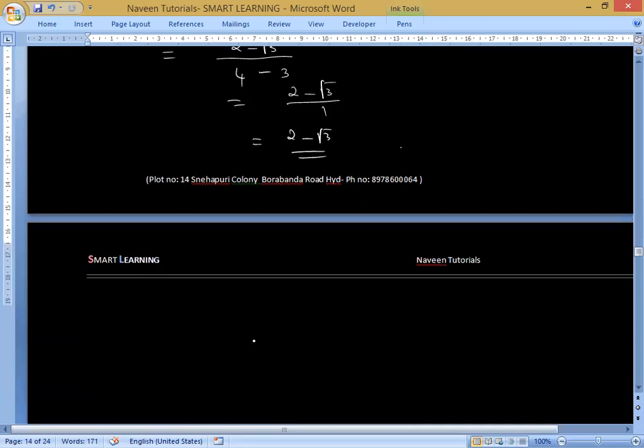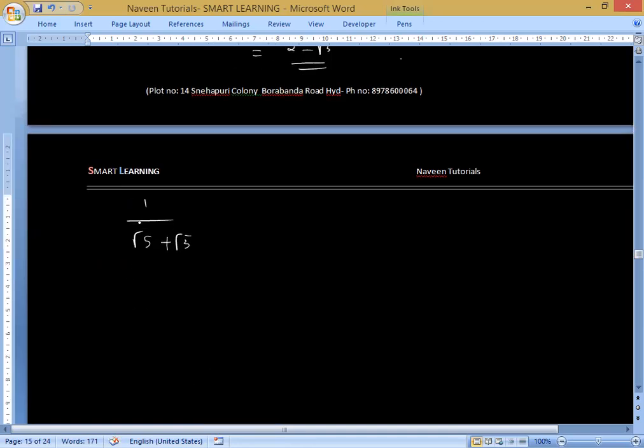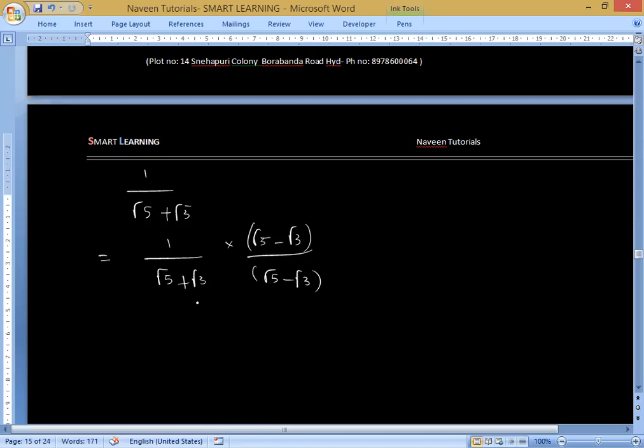Suppose the question is 1 by root 5 plus root 3. Here the positive symbol is there, so I have to multiply with the negative symbol: root 5 minus root 3 into root 5 minus root 3, right? The denominator is plus, and I'm multiplying with the minus symbol.